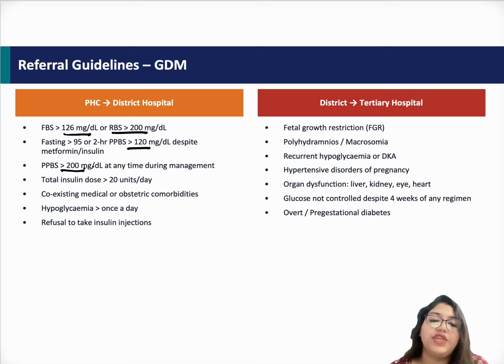Postprandial blood sugar is more than 200 at any time during management. Total insulin dose has exceeded 20 units per day. Coexisting medical obstetric comorbidities. Hypoglycemia more than once a day. Refusal to take insulin injection.